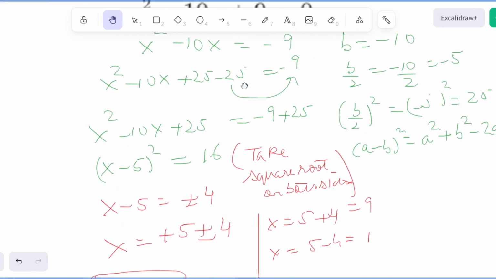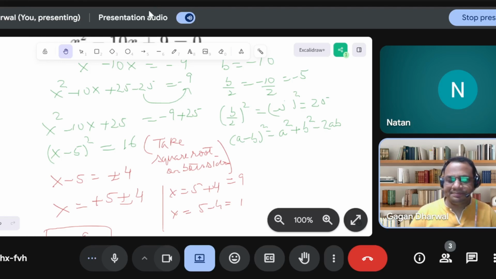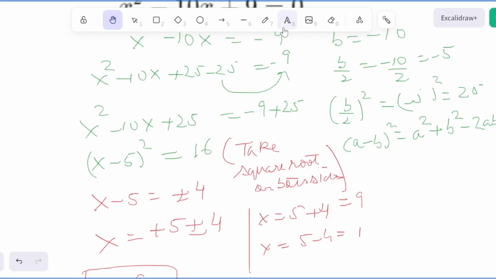All well, right? Now we have taken questions where the coefficient of x square was 1. What if the coefficient of x square is not 1? What do we do in that case? Let's take an example where the coefficient of x square is not 1.